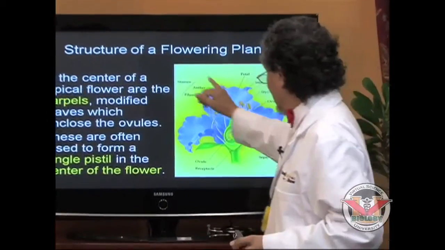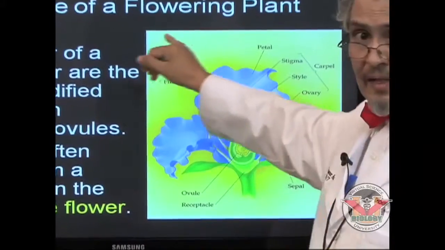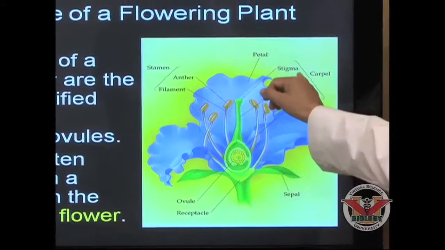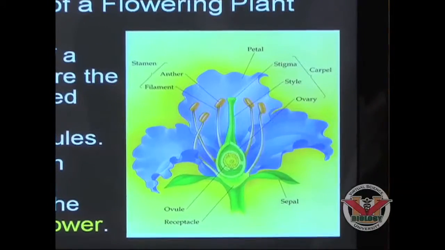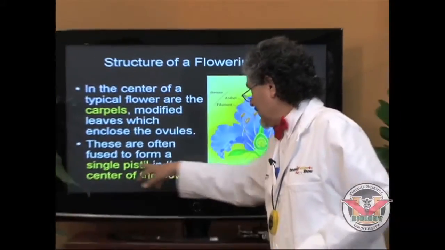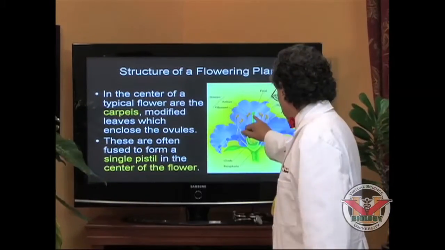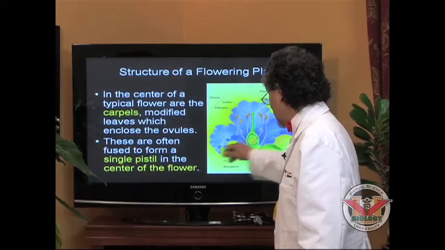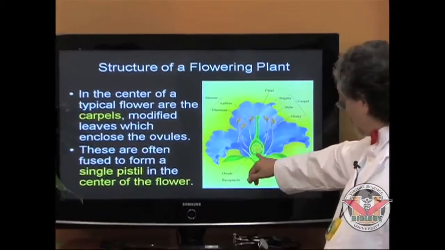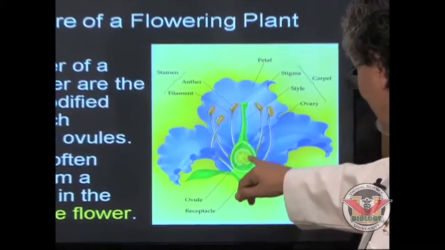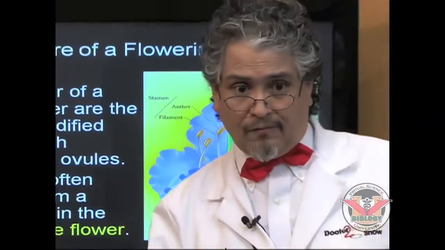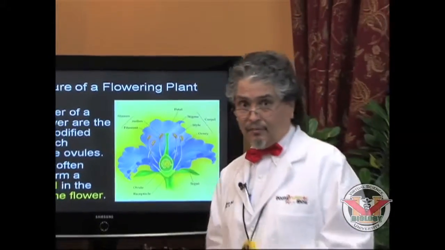Now, as I was saying a while ago, with the bisporangiate flower you've got carpels on this end and stamens on the other end. The stamen consists of the anther and filament. The carpel, on the other hand, consists of the stigma, style, and ovary. These are often fused together to form a single pistil, which is right in here. This is a pistil in the center of the flower, and inside the pistil is the ovule, which gets fertilized and eventually becomes a fruit. That's the part of the flower that develops into a fruit.